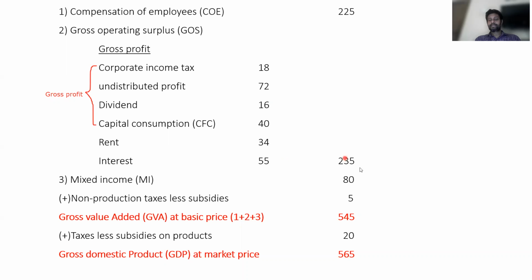So when we add all these together, including mixed income and non-production taxes less subsidies, gross value added at basic price is 545. This is called gross value added at basic price. Then we add taxes less subsidies on products as usual, 20. GVA can be converted to GDP by adding up net taxes. Then the answer is 565.